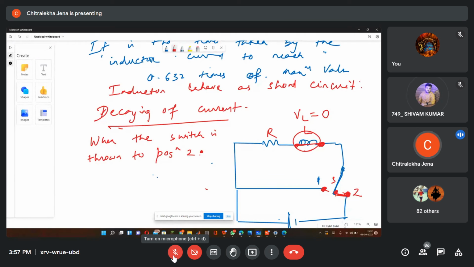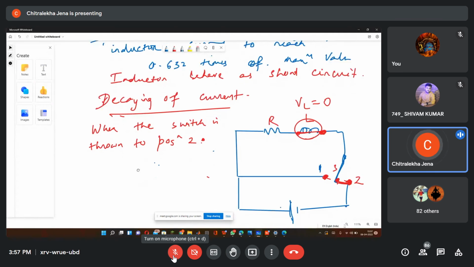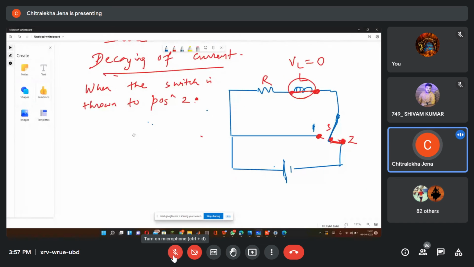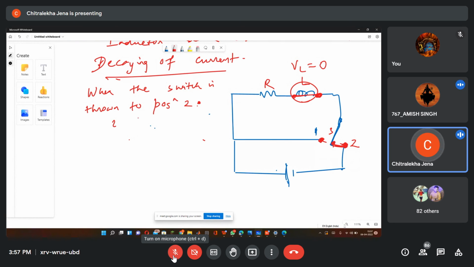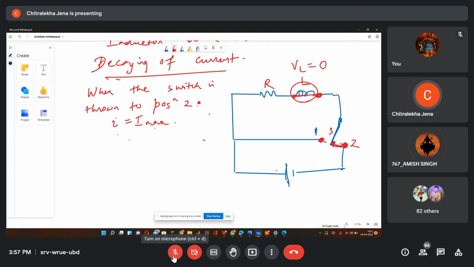Okay. So now I will just discuss the position number 1 and 2. Next class we will continue. Now when the switch is thrown to position number 2, what is the condition of the circuit? Tell me. Current at t equals zero is zero, or current is maximum? Why zero current? Current will flow. It will be I max. I will be I maximum.